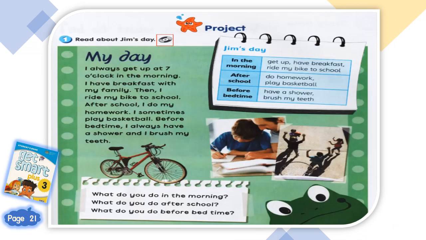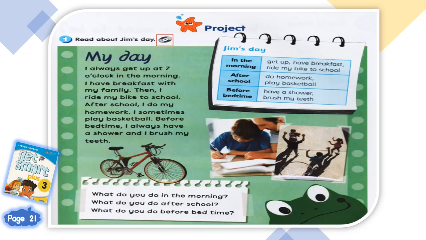Module 2. Project. Activity 1. Read about Jim's day. My day. I always get up at 7 o'clock in the morning. I have breakfast with my family. Then I ride my bike to school. After school, I do my homework. I sometimes play basketball. Before bedtime, I always have a shower and I brush my teeth. Jim's day. In the morning, get up, have breakfast, ride my bike to school. After school, do homework, play basketball. Before bedtime, have a shower, brush my teeth.